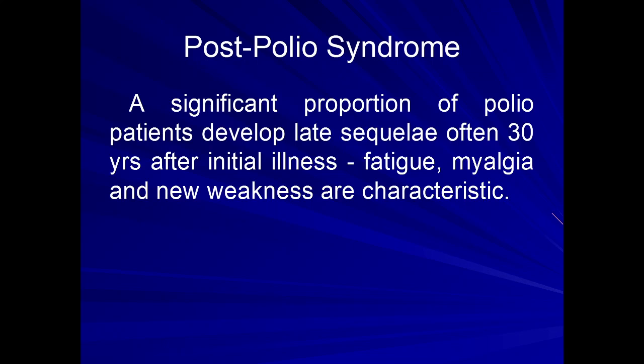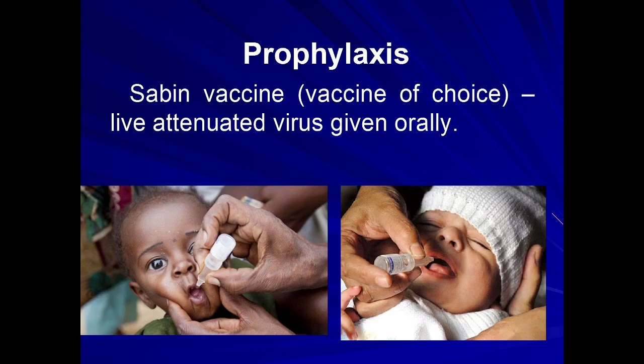A significant proportion of polio patients develop late sequelae, often 30 years after the initial illness: fatigue, myalgia, and new weakness. Prophylaxis includes the Sabin vaccine, the vaccine of choice, an attenuated live virus oral vaccine.